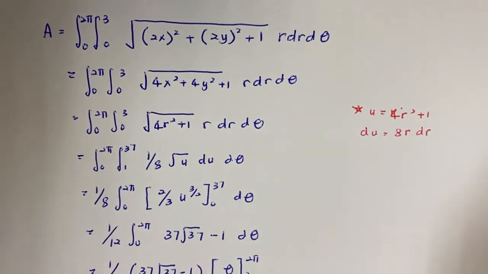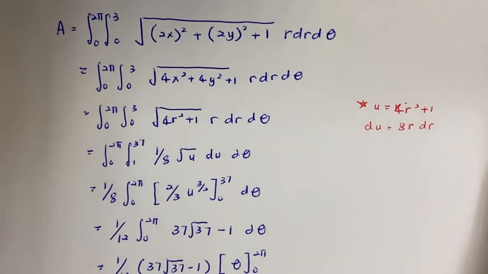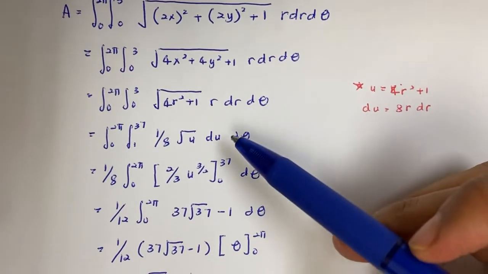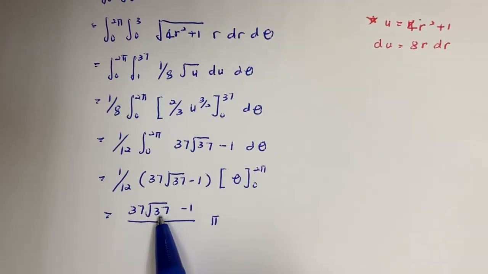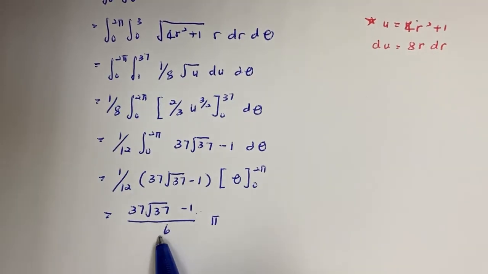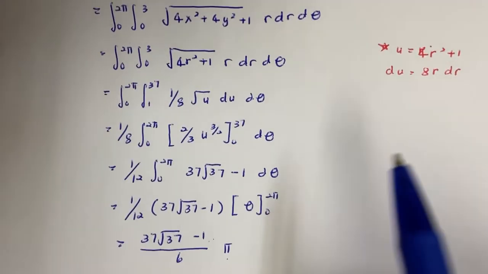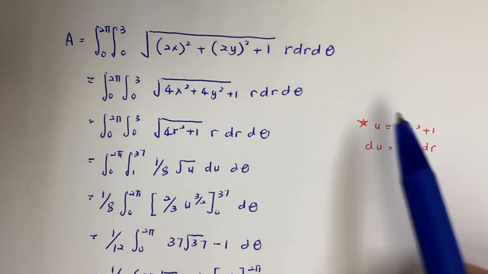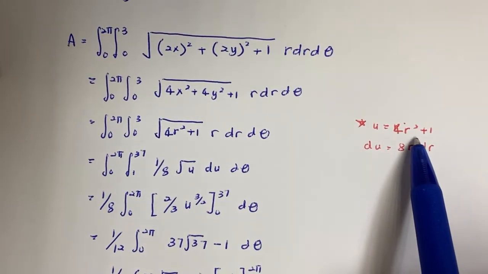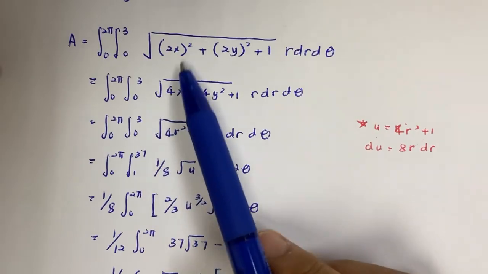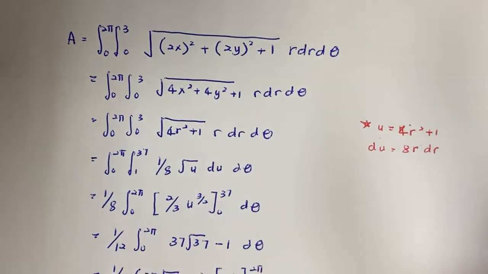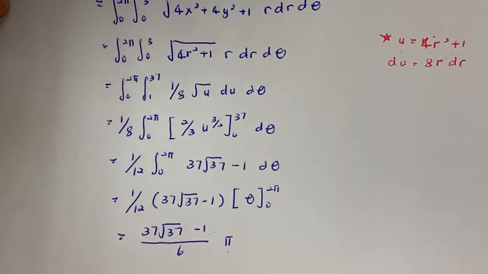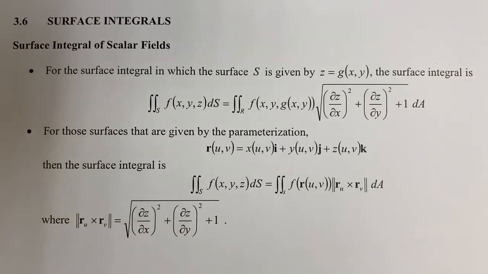Okay, once you solve the double integration, you get the last answer equal to (37 square root 37 minus 1) over 6 pi. You need to use the substitution here: 4r square plus 1 is equal to u. So for here, substitute x square plus y square is equal to r square. Okay, that is for the area.